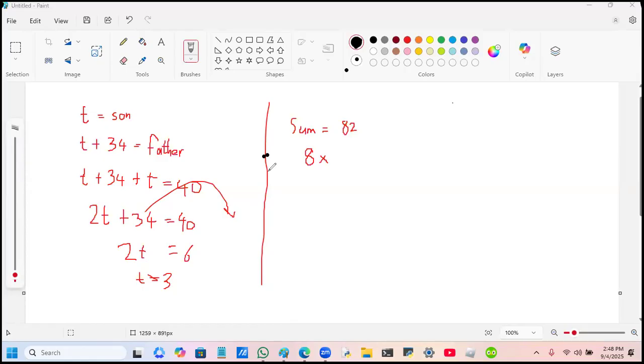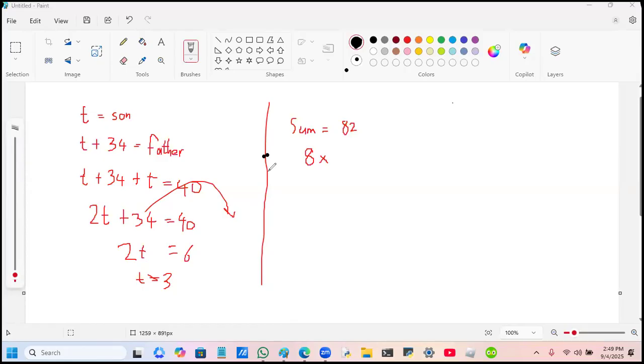Can you hear me now? Yes. I said add that 48 to 82. The reason being that each of them, their age is increased by what? 6 years. So when you multiply that 6 by 8, you have to add the 48 to 82. Does it make sense now?